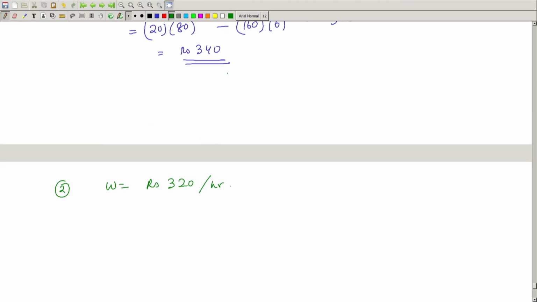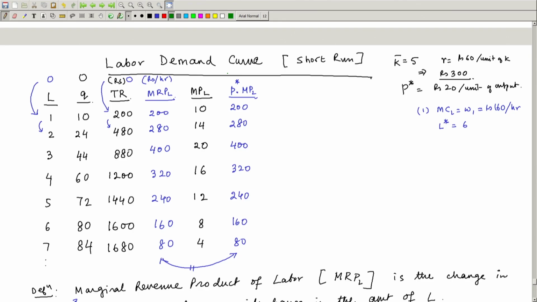Now, instead of 160 rupees per labor hour, suppose the wage rate was rupees 320 per labor hour, right. So, the wage rate has changed. So, essentially now I am looking at the example where the marginal cost of labor is W2, which is rupees 320 per hour.